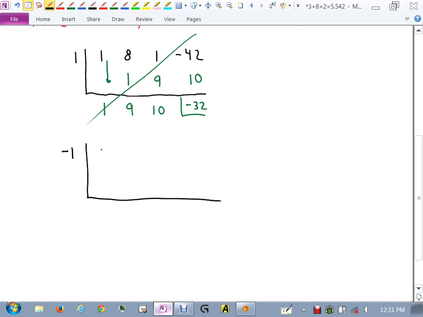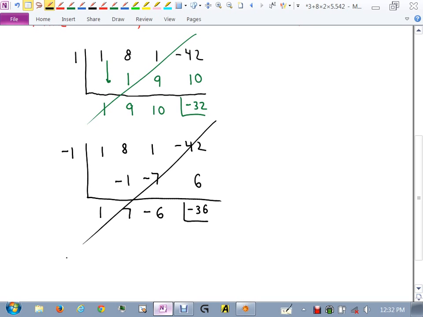So -1 out here now, 1, 8, 1, -42. So what do you get? 1 comes down. This time, -1, add down. 7, multiply, -7, add, -6, 6. Is my remainder 0? No, it's -36, right? Not happening. So now we go to 2, and then I'll do -2. So let me try 2.